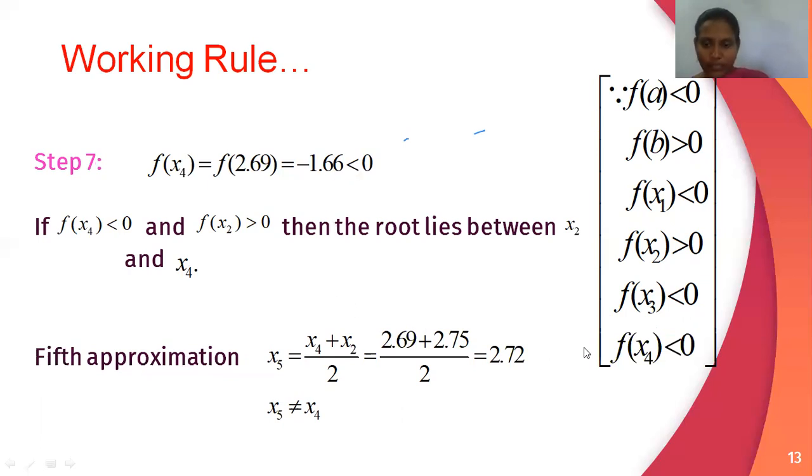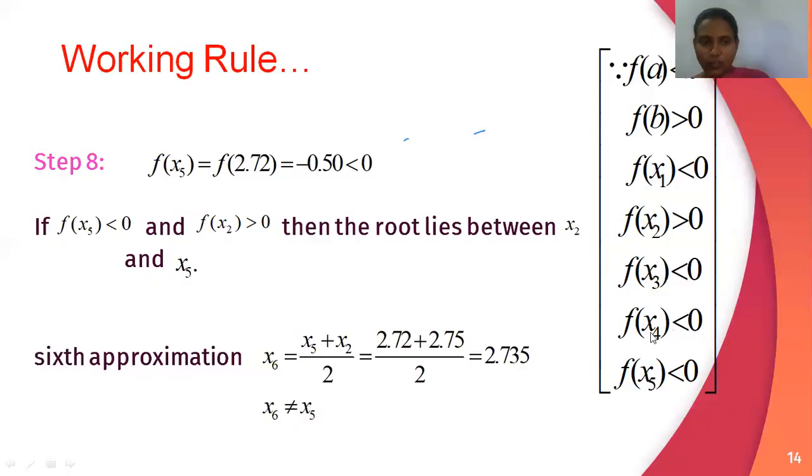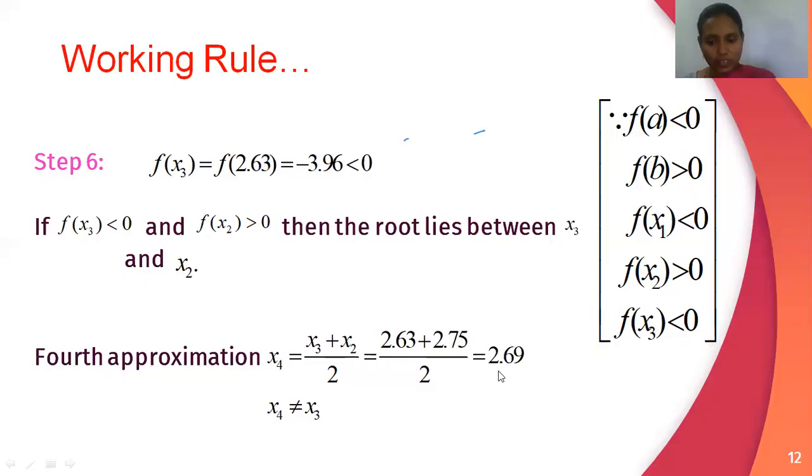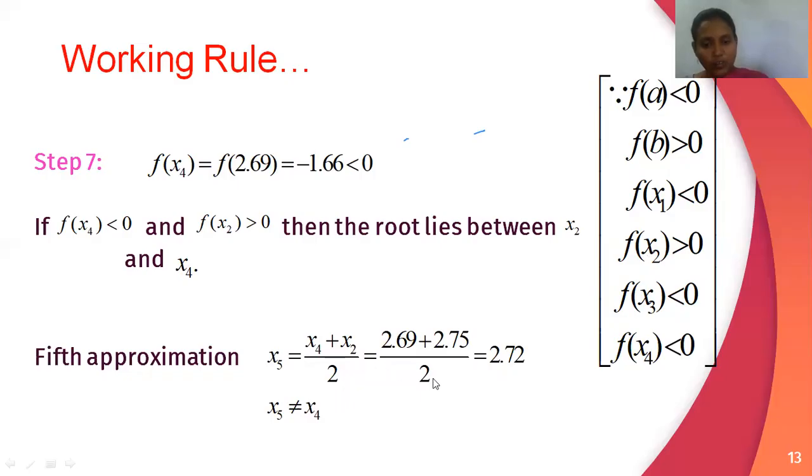Now check with the previous value. F of x3 is also negative. Both have the same sign, so go to the previous functional value. F of x2 is positive. So f of x2 is positive and f of x4 is negative, which means the root lies between x2 and x4. Now take the average of x2 and x4. We get the fifth approximation. The fifth approximation is 2.72. The fourth approximation is 2.69. Both are different, so this is not a root. Then go to the next approximation.